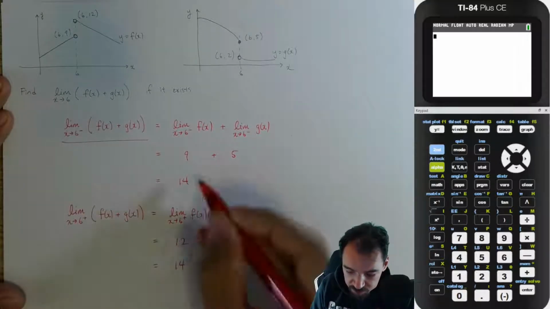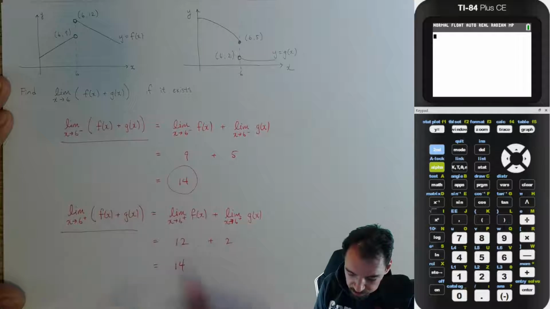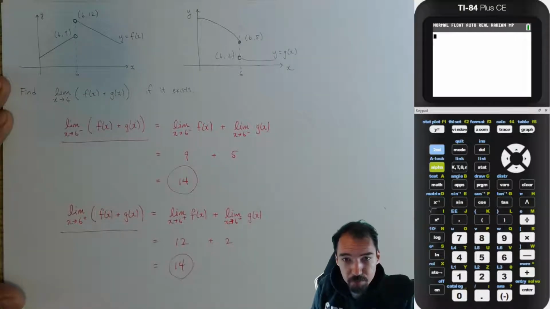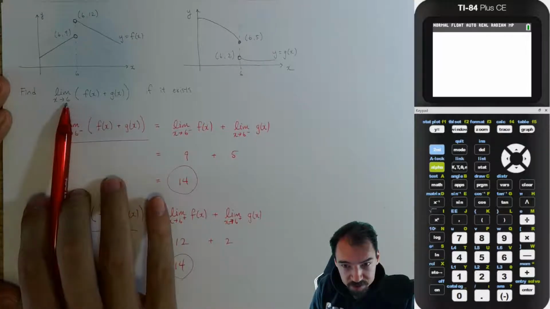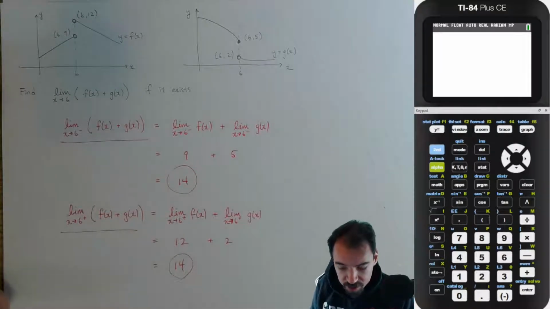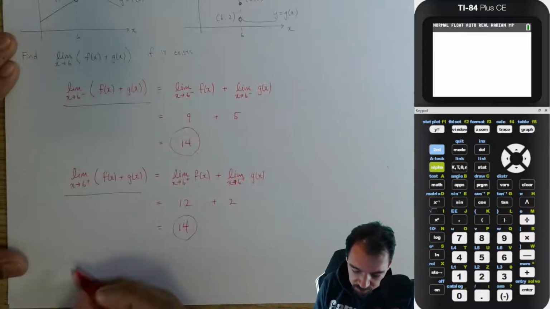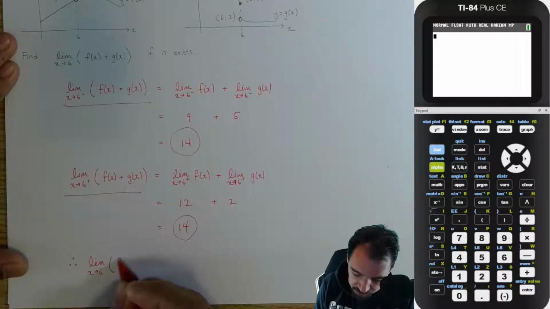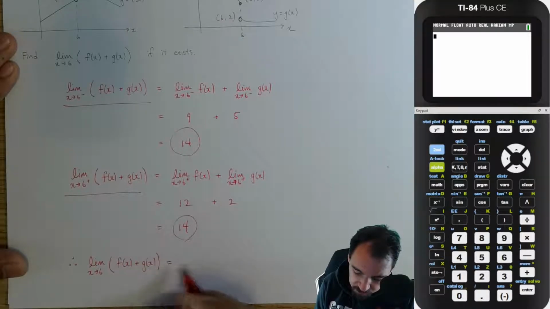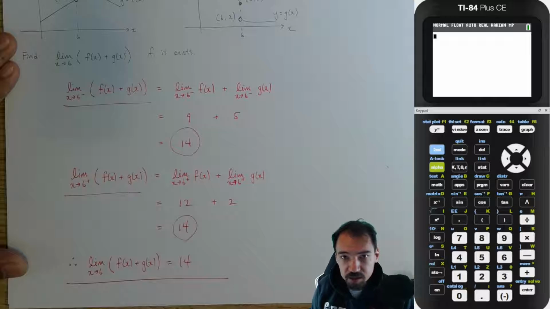Now here's the deal. My left one-sided limit and my right one-sided limit match. Doesn't that mean that the limit as x approaches 6, from both directions, has to be that number? Yes, it does. So I would conclude, therefore, the limit as x approaches 6 of f of x plus g of x is equal to the number 14.